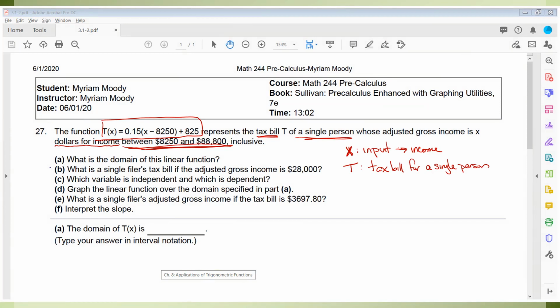They would like to know what a single filer's tax bill is if the adjusted gross income is $28,000. So, question, what are they asking for and what did they give us? Yeah, they gave us the gross income, which according to what we wrote down over here is X, isn't it? And they said, what is the single filer's tax bill? So that means we're looking for T, aren't we? All right, so let's get this equation written down.